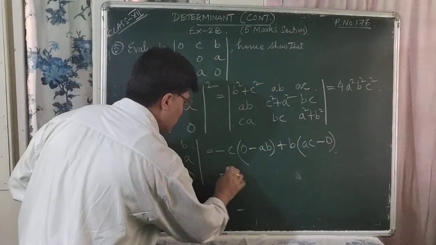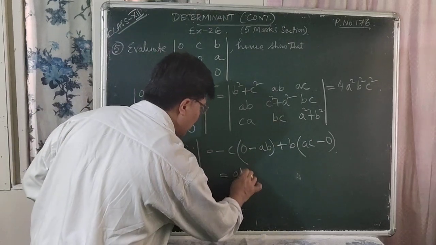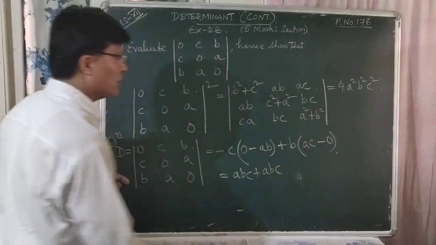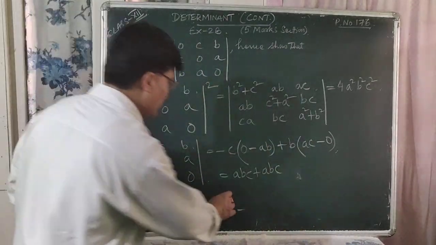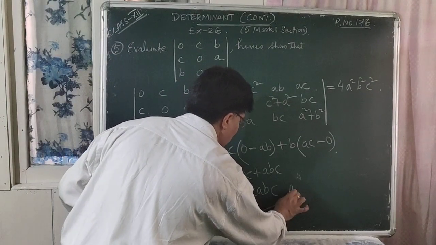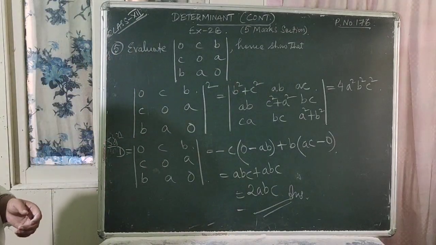Right? So it is equal to minus c into 0 is 0, you don't have to write it. Minus, minus gives plus abc. Here also plus abc. And 0 into any number is always 0. So which is equal to twice abc. So this is the answer for the first part.